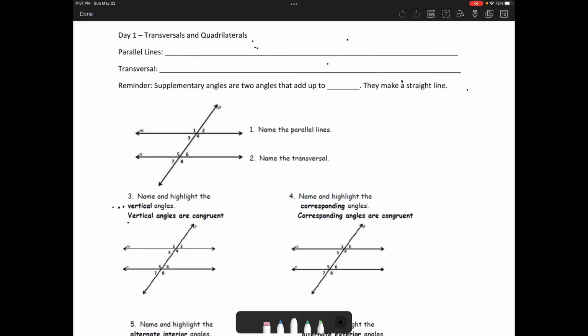Parallel lines have the same slope. Rewrite that. Have the same slope. Therefore, they never intersect. So parallel lines are lines that have the same slope and never intersect.